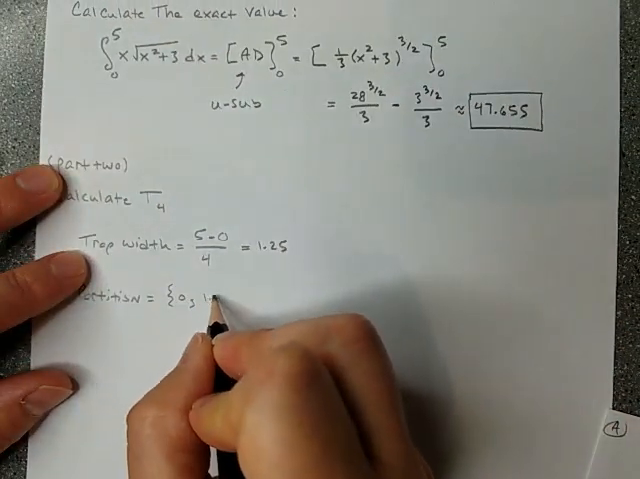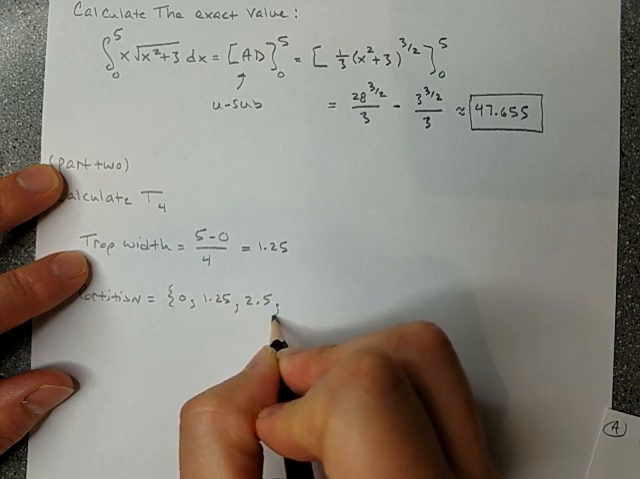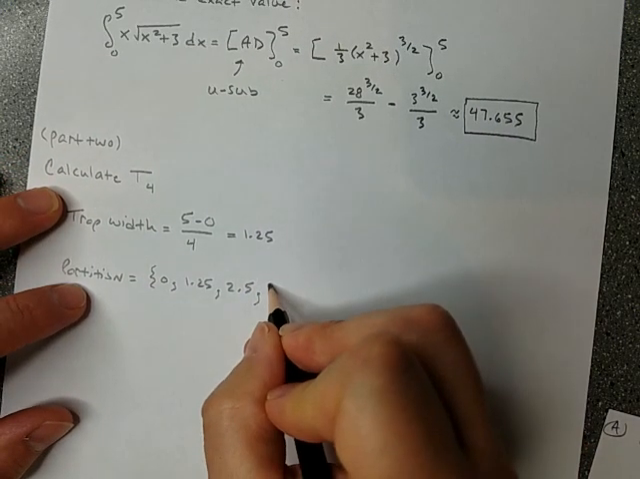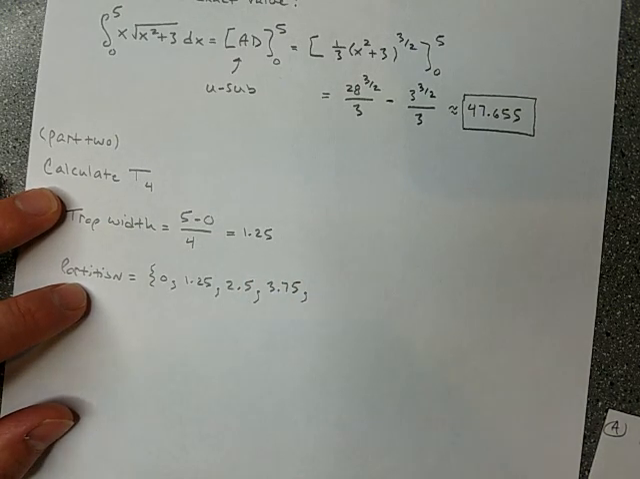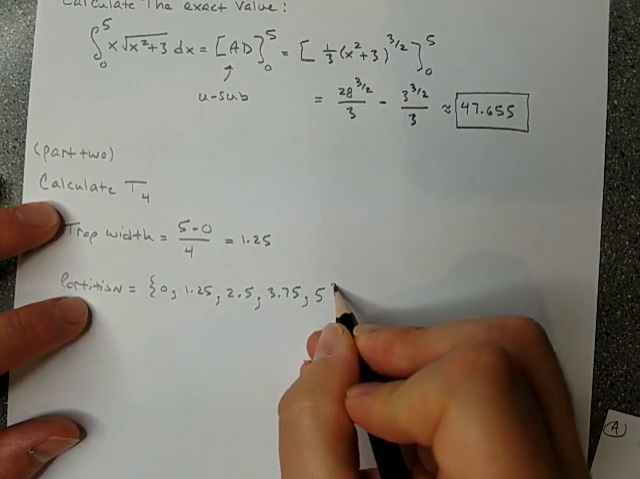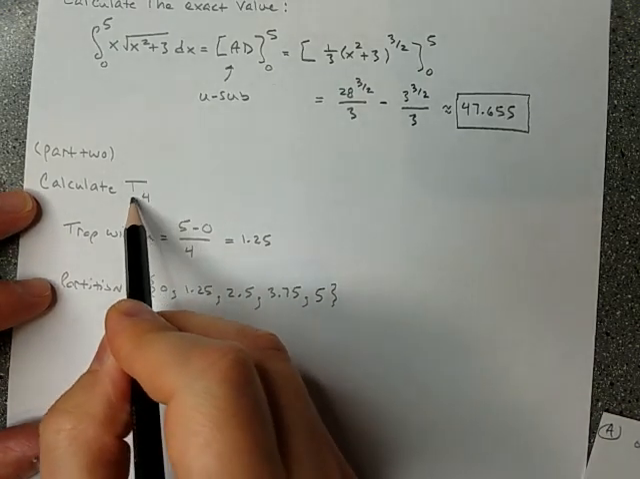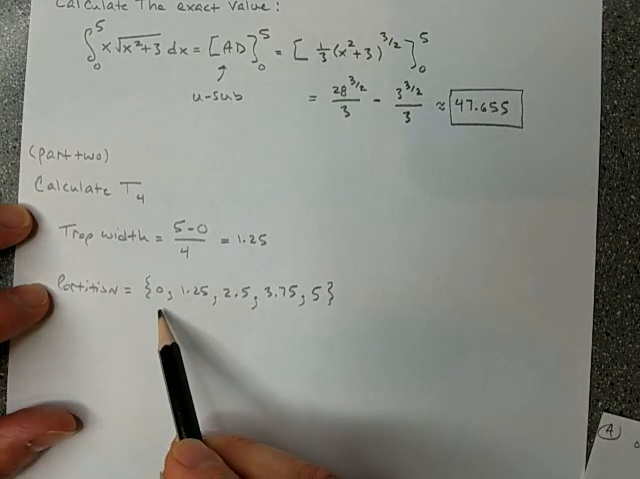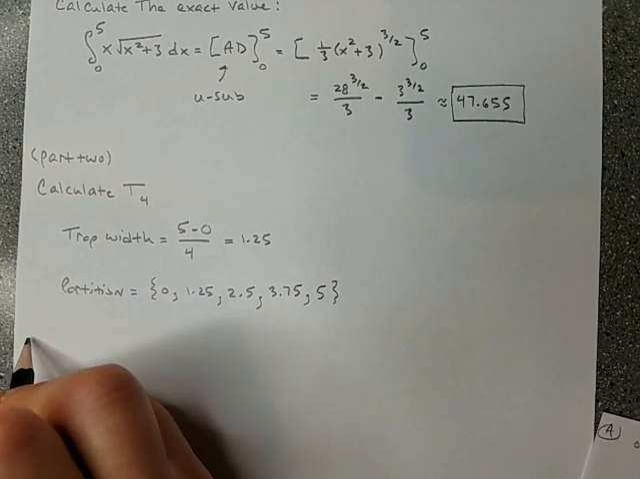So we'll get 1.25 after that. Then if we keep counting, we'll get 2.5. And then if we keep counting, we'll get 3.75. And we're just trying to get up to 5. The next one, if I take 3.75 plus 1.25, I get to 5. The partition should have one more element than the number of trapezoids you're using. So T4 is the trapezoidal rule with 4 trapezoids. Sure enough, I have 5 elements in my partition. All right, so here's what T4 is.